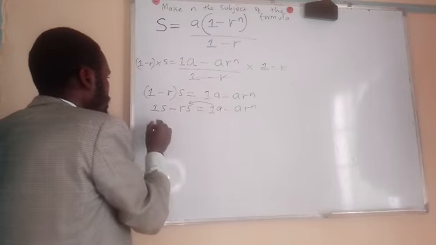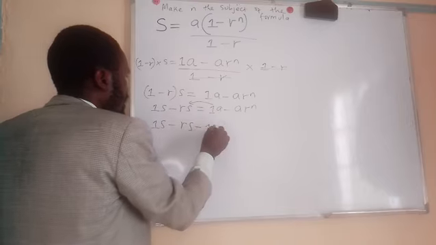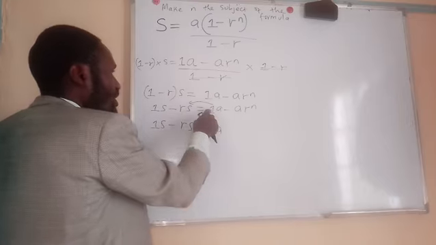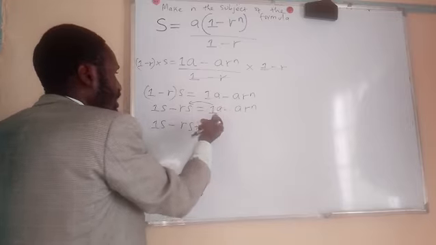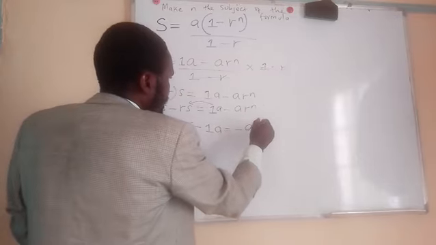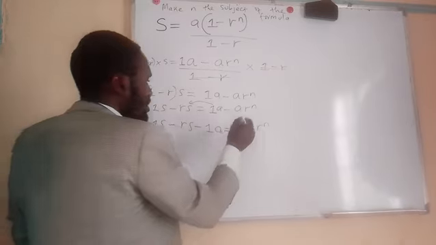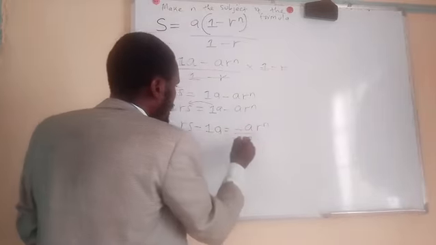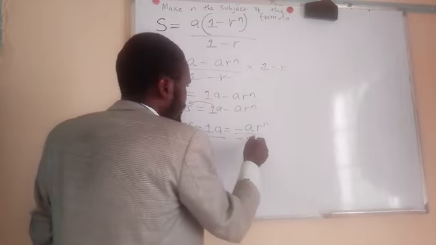So we shall have 1S minus RS minus 1A. Why minus 1A? Because we shall actually assume that this is positive 1A. You see? It actually becomes minus 1A. That must be equal to negative AR raised to N. Next, we will introduce this. We shall divide all through by negative A, divide all through by negative A.